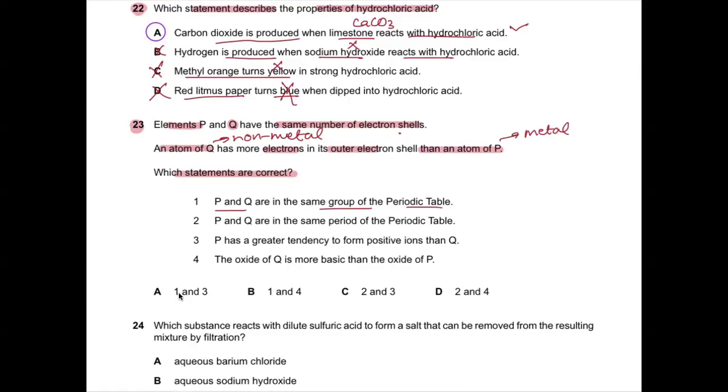P and Q are in the same group of the periodic table. They have the same number of electron shells, but they have a different number of outer electrons, so they are not going to be part of the same group. They are going to be part of the same period, but not the same group. So A and B go wrong. P and Q are in the same period of the periodic table. That is statement 2, and yes, it's correct.